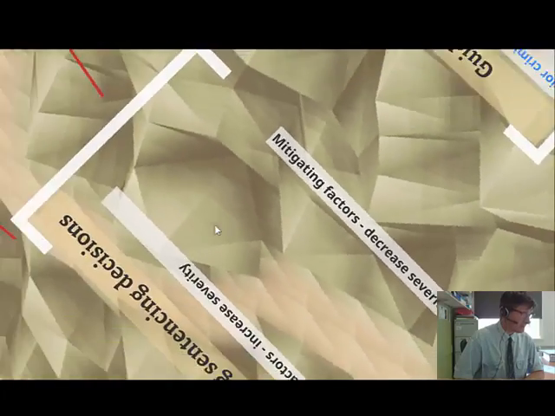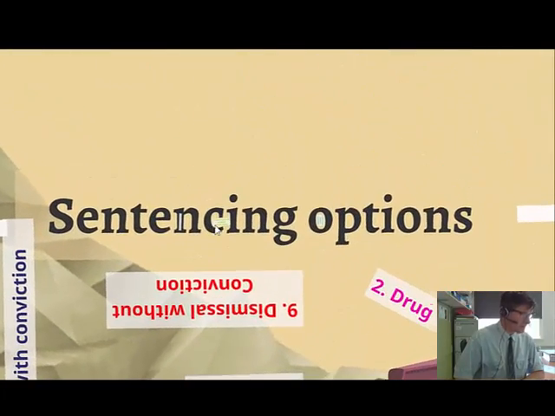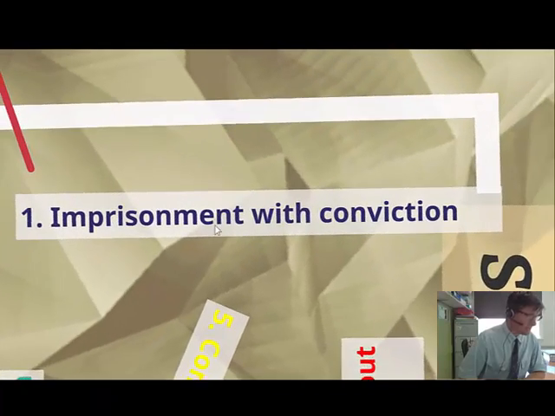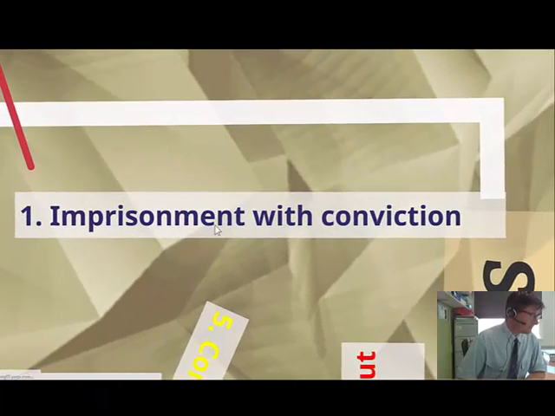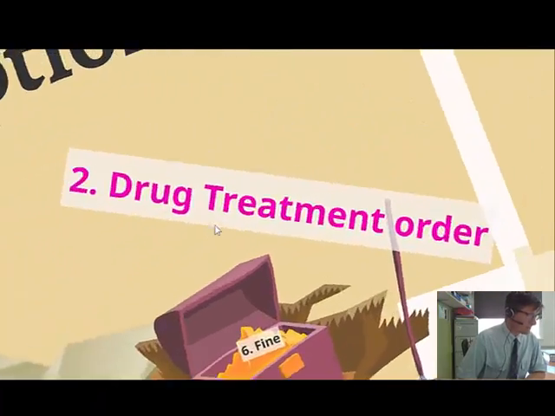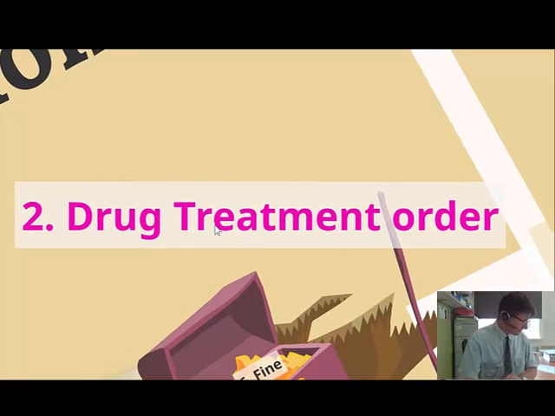What are the options available to judges and magistrates? The most severe one is imprisonment with conviction. The second one is a drug treatment order. This is a supervised drug or alcohol treatment program, and it's only available if a person actually pleads guilty, or where the magistrate thinks the offender is dependent on drugs or alcohol.